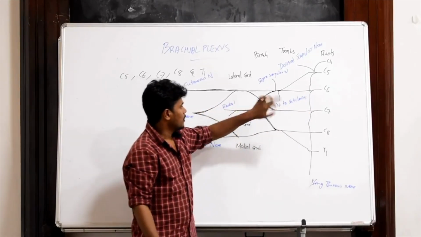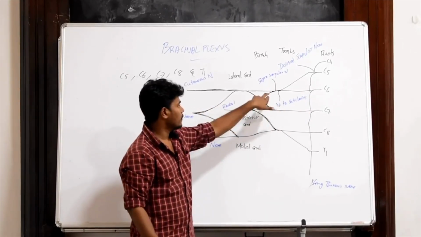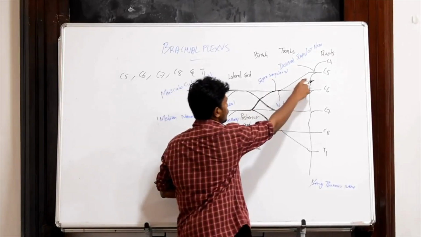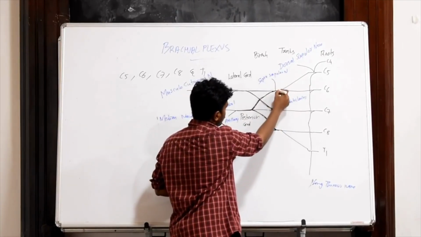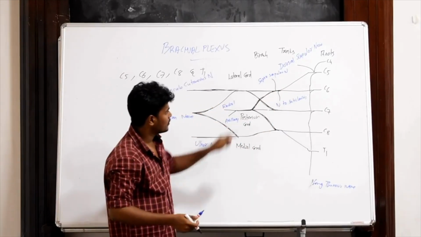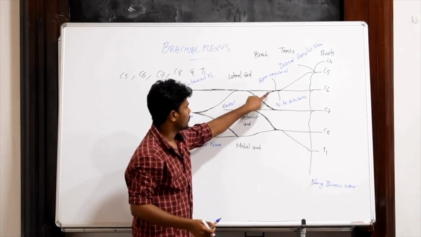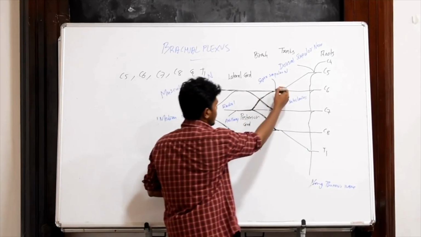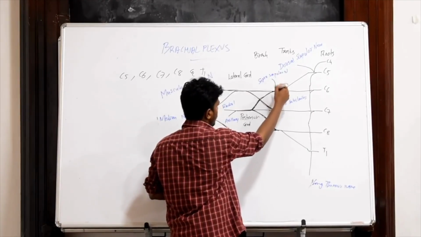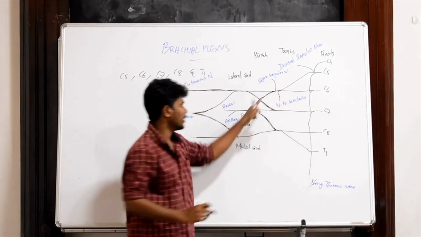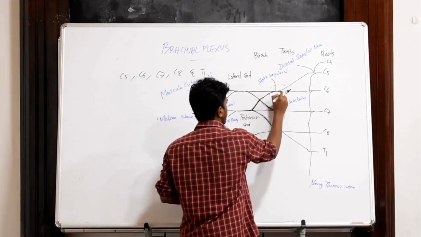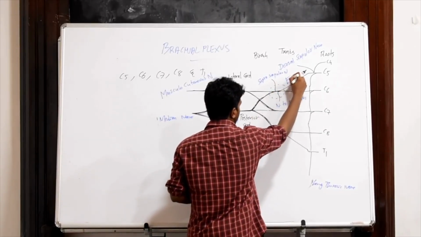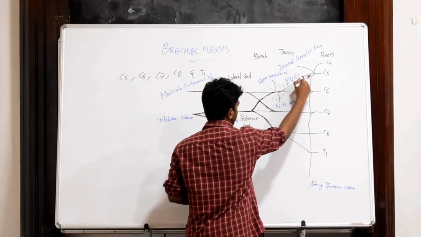Friends, you must observe this point. Here what we see is there are two roots, C5 and C6, uniting to form the superior trunk of brachial plexus, which splits to form an anterior and a posterior division, and from there two nerves arise: the suprascapular nerve and the nerve to subclavius. So here we have a union of 6 nerves and this point is known as Erb's point, E-R-B-S, Erb's point.